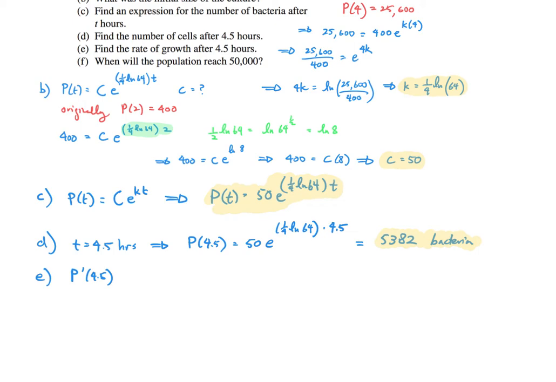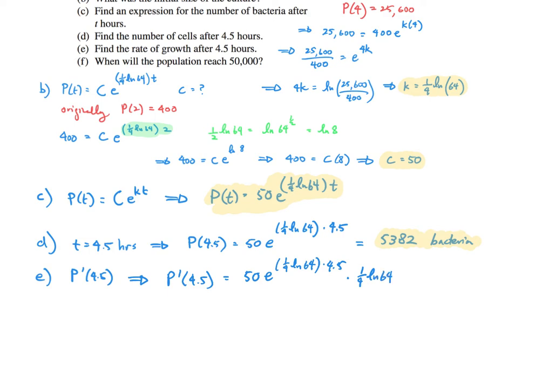So when I use the chain rule to evaluate that, I am going to get P prime of 4.5 equals 50 e to the 1/4 natural log of 64 times 4.5. But by the chain rule, I have to multiply by this extra constant, 1/4 natural log of 64.